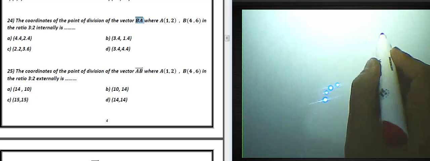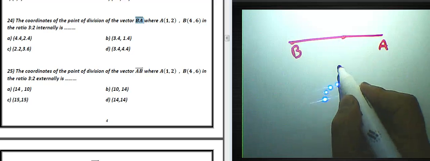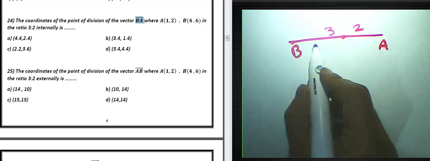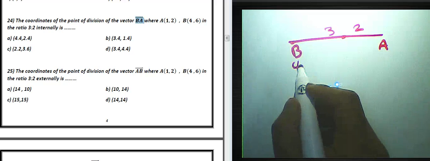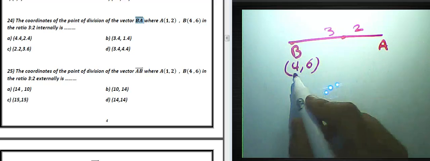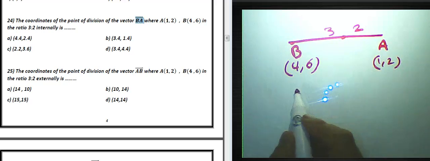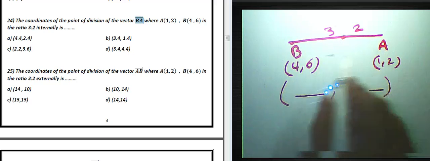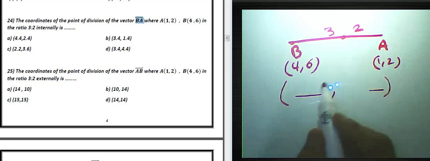Here we begin with B. Look here, B and A divided internally in the ratio 3 and 2. He gives us 3 and 2 for BA. The coordinates of B are (4, 6) and the coordinates of A are (1, 2). We can find the point dividing the straight line in the ratio 3 and 2 internally. We can write 2 times 4.